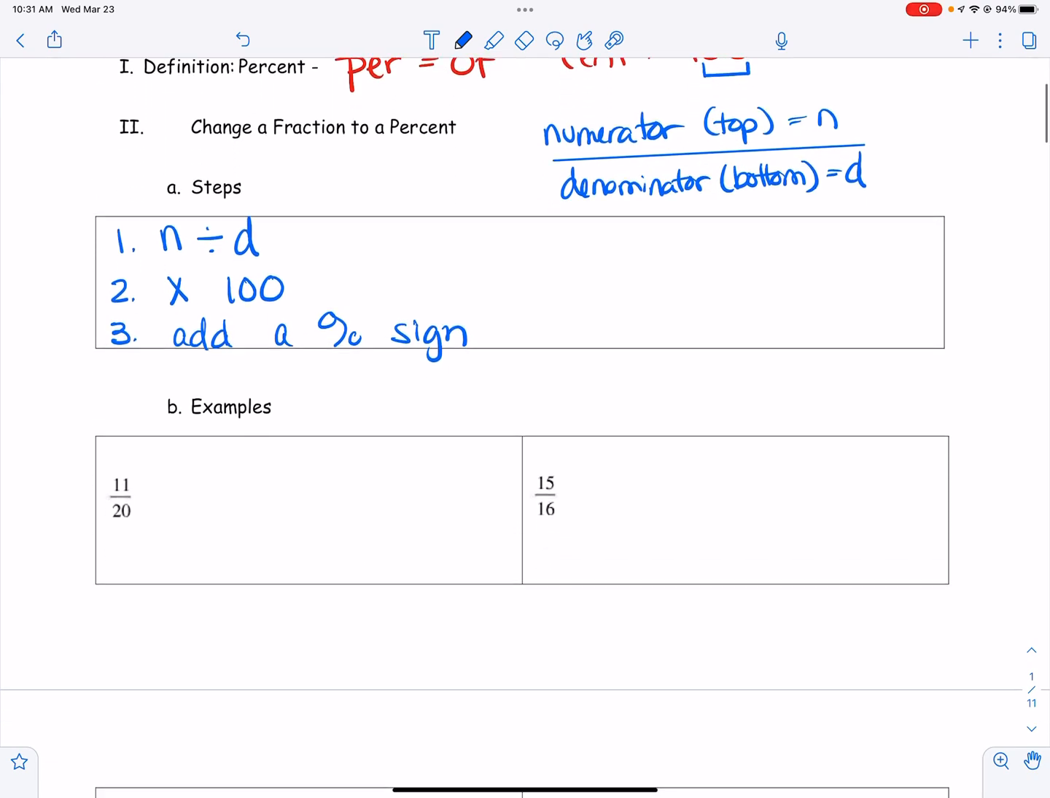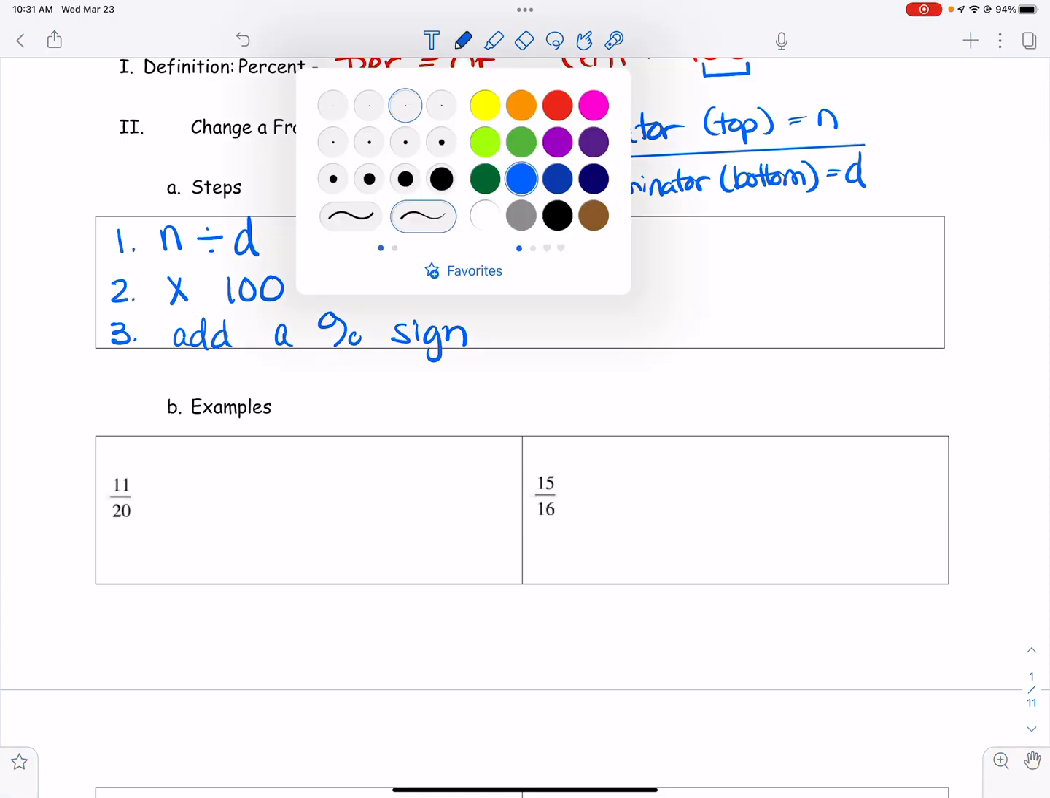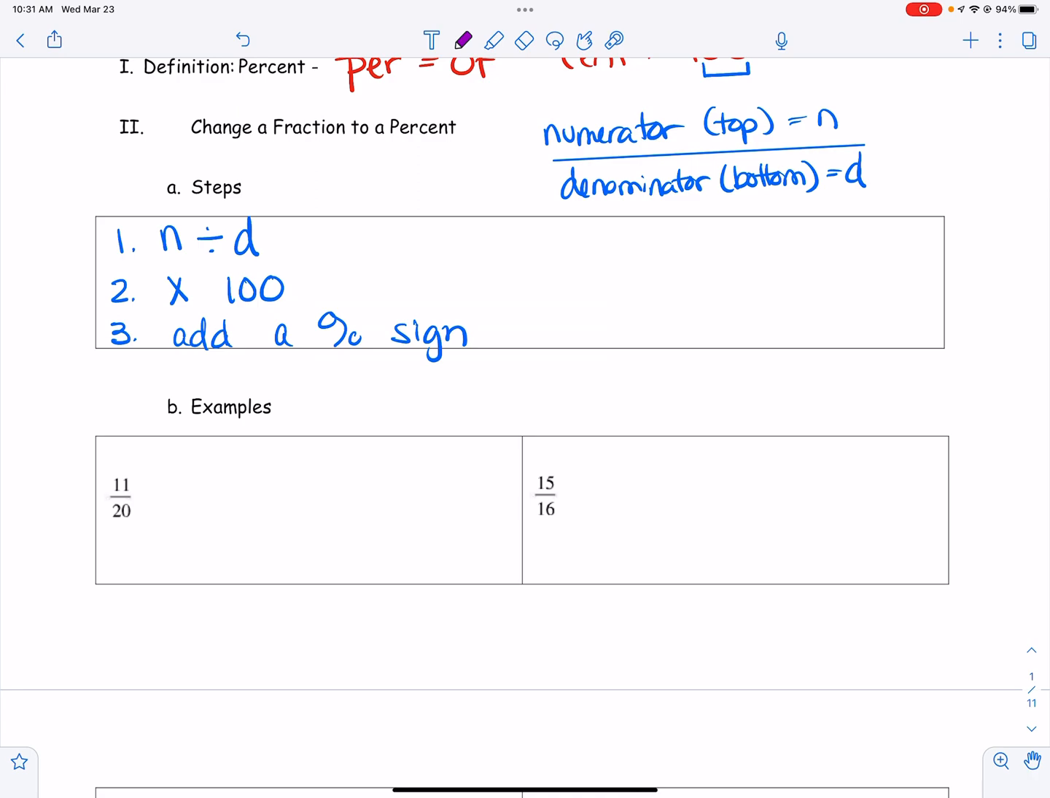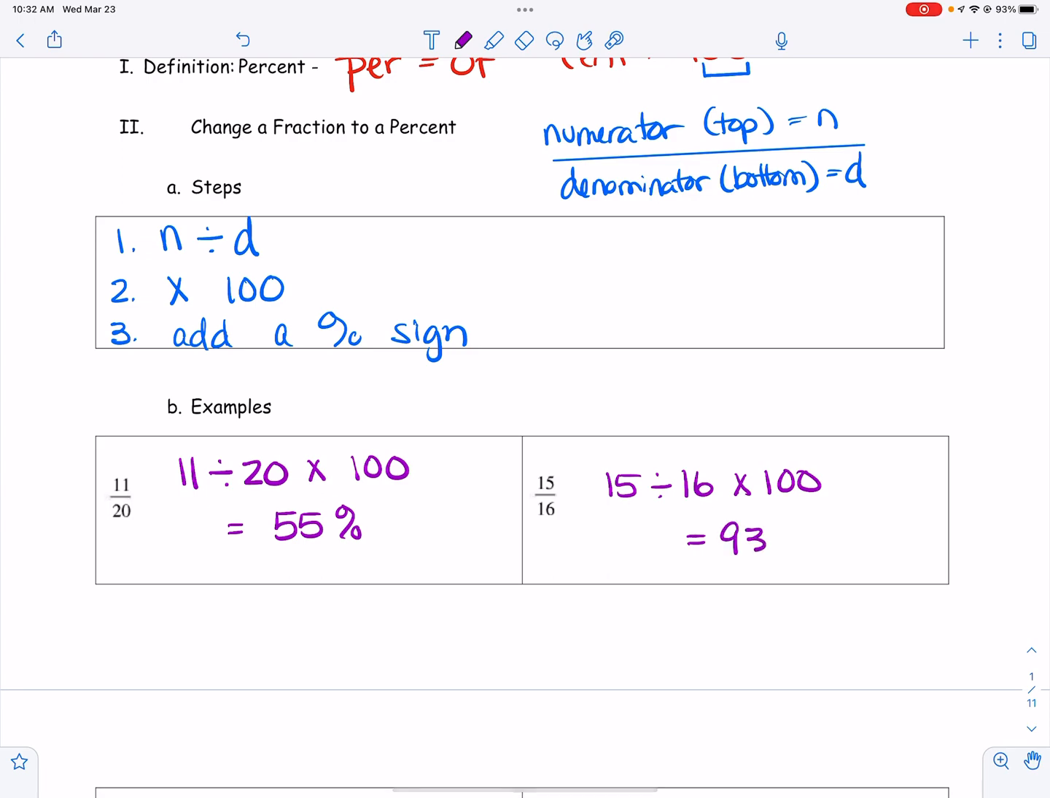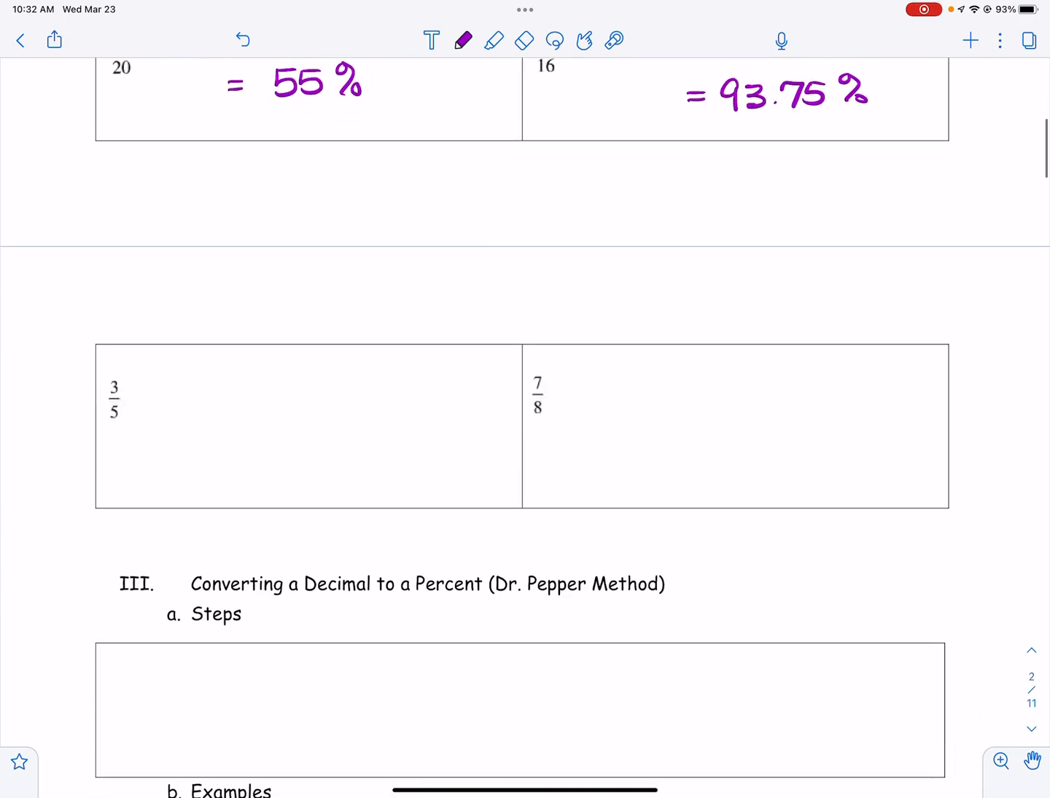So, for example, we're going to do these problems right here. So when I take 11 20ths on my calculator, 11 divided by 20 times 100. And that's going to give me 55%. 15 sixteenths is 15 divided by 16 times 100, which gives me 93.75%. And so we want to make sure that we don't round unless it specifically asks us to round. So we would leave all decimal places there.